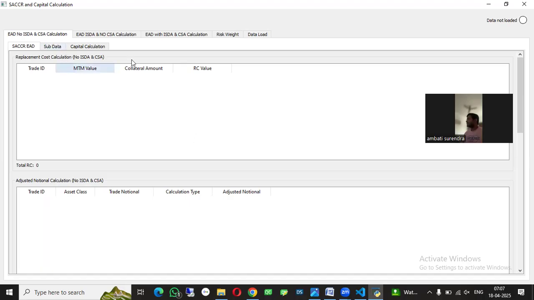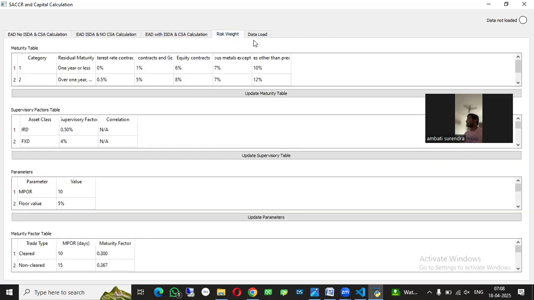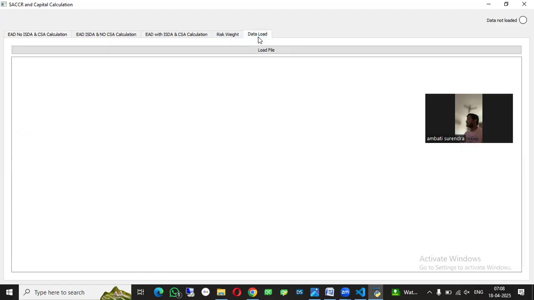If you see, this tool contains several tabs. First tab, exposure at default with no ISDA and no CSA calculation. And second tab, EAD calculations with ISDA and no CSA calculation. Third tab contains both EAD with ISDA and CSA calculation. The fourth tab is a risk weight tab, and the final tab is the data load tab. The data load tab is the entry point for this application. I'll come back to this.